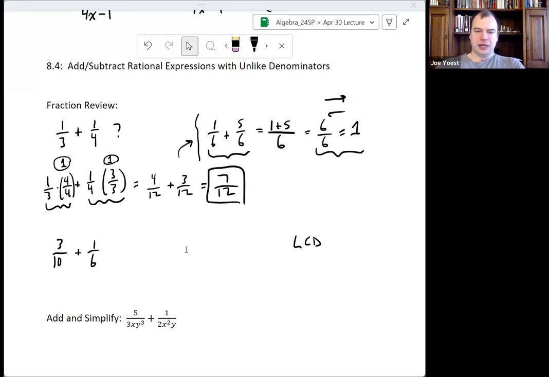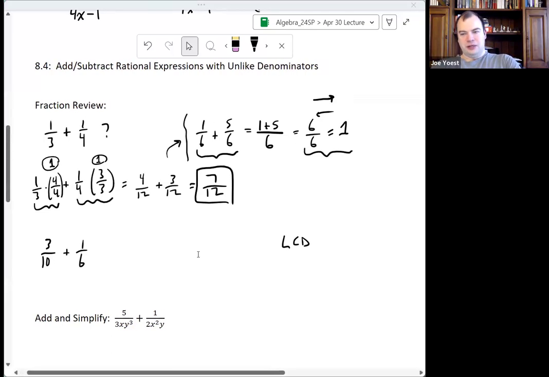Okay, so I might ask the question, what is the smallest denominator that I could get, so that I could turn both fractions into equivalent fractions with that same denominator? How do I find an LCD? We've discussed this before, but let's review. The process for finding an LCD is first we take each of our denominators, in this case 10 and 6.